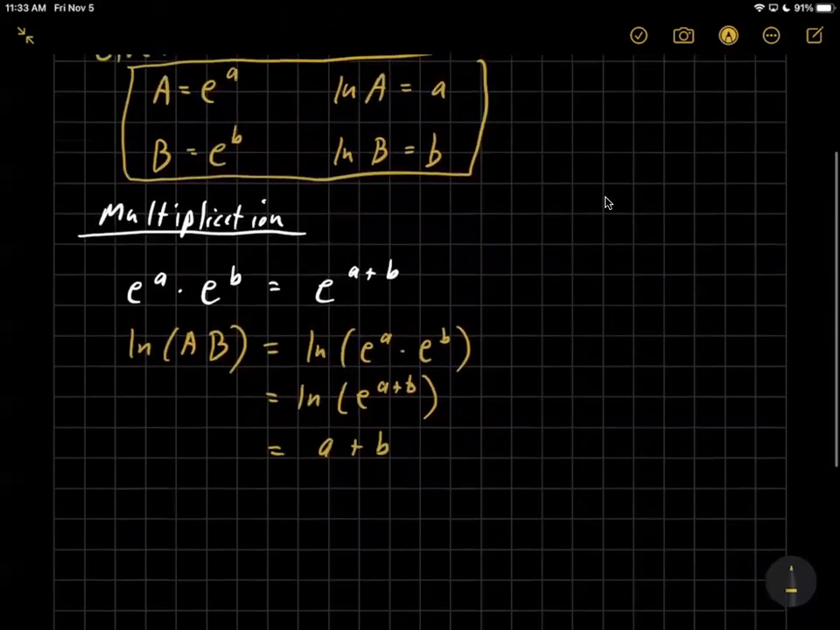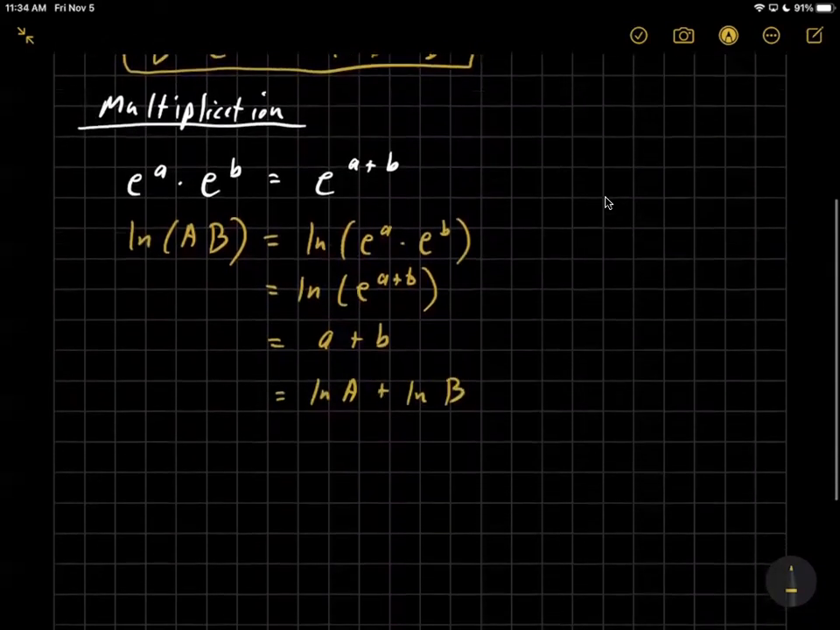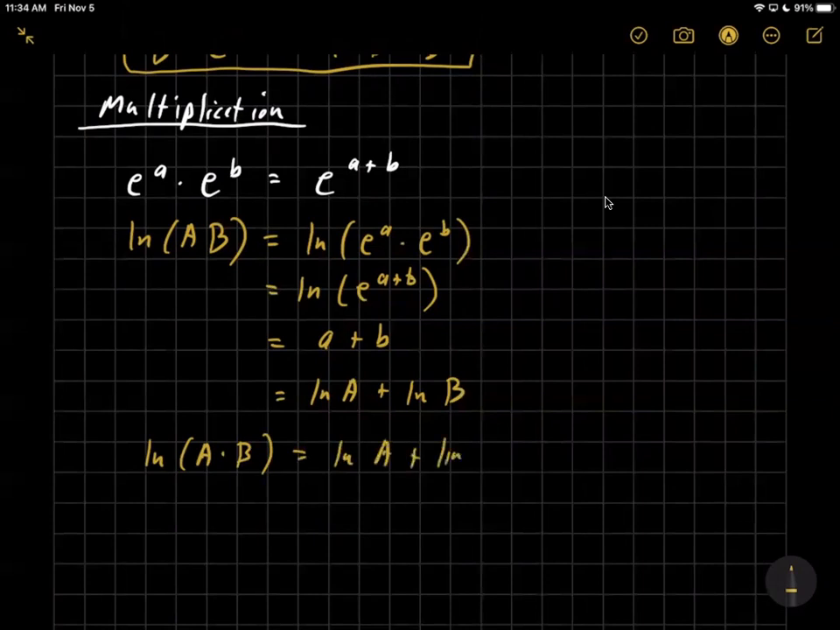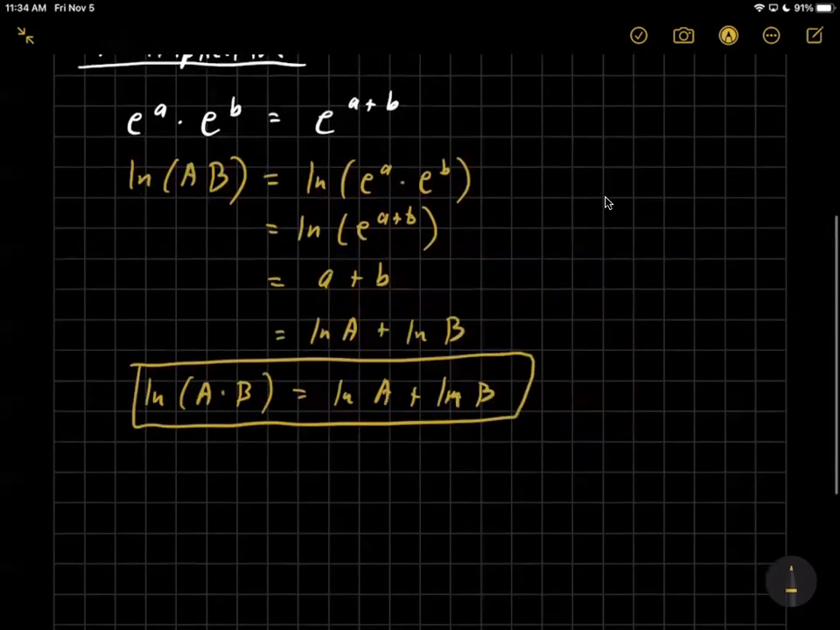But from our definitions above, little a is the natural log of big A, and little b is the natural log of big B. So we've created a new rule here. If I have the natural log of the product of AB, we can say it's the natural log of A plus the natural log of B. So that's our multiplication rule for logarithms.